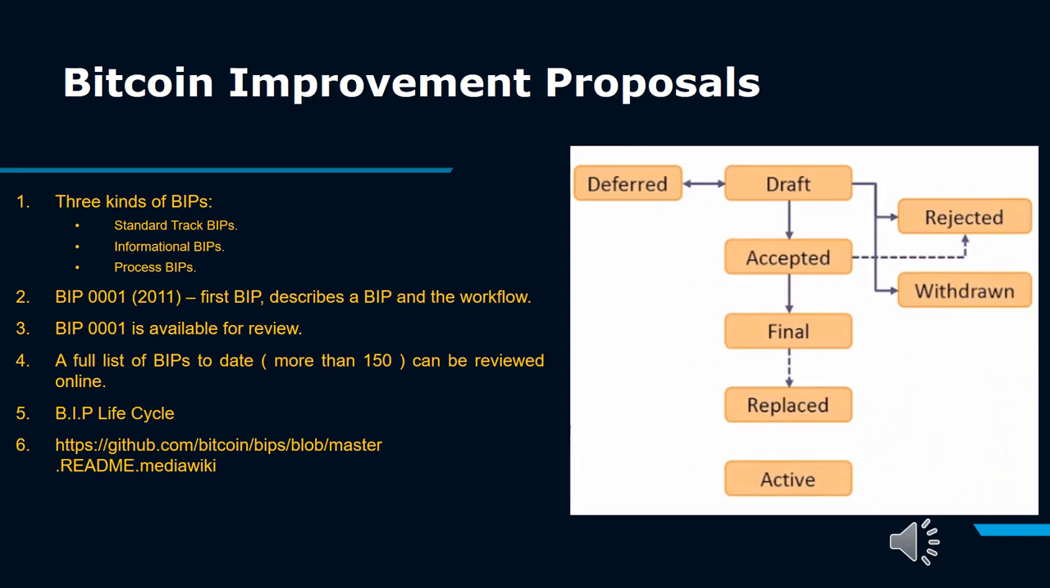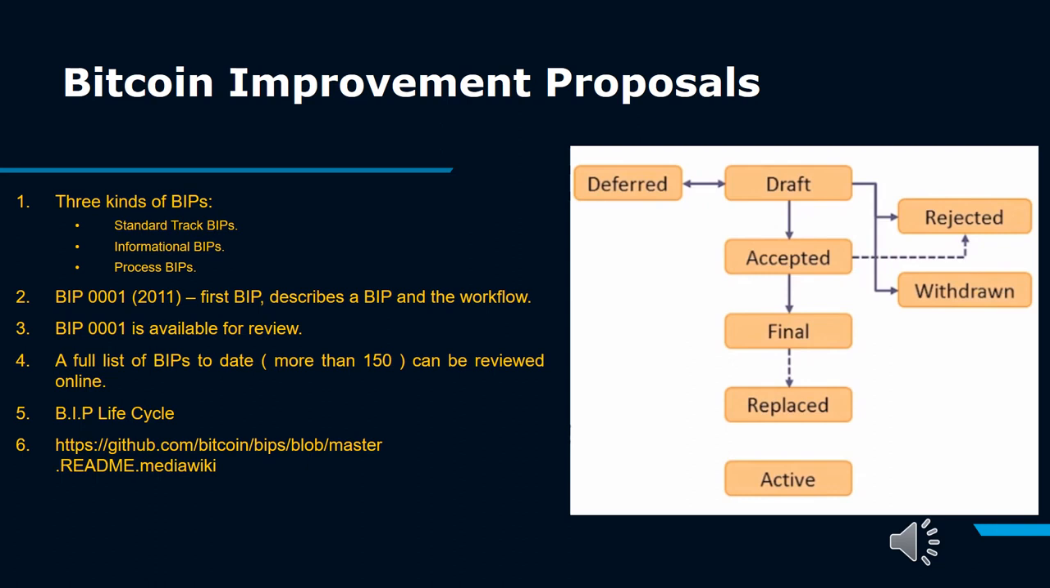The first BIP, BIP-001, was submitted by Amir Taki on August 19, 2011 and described what a BIP is. A Bitcoin Improvement Proposal, BIP, is a design document for introducing features or information to Bitcoin. The BIP should provide a concise technical specification of the feature and a rationale for the feature. This is the standard way of communicating ideas since Bitcoin has no formal structure.